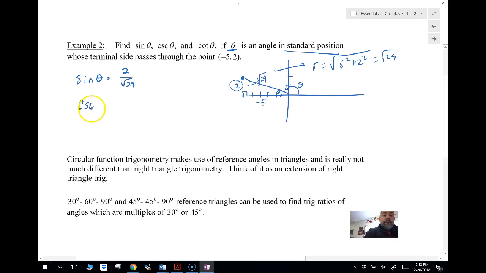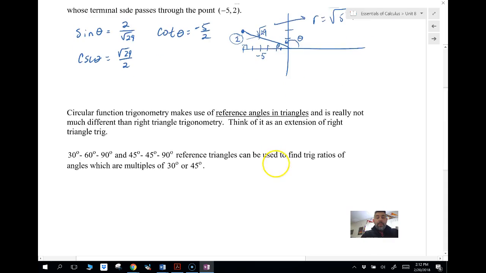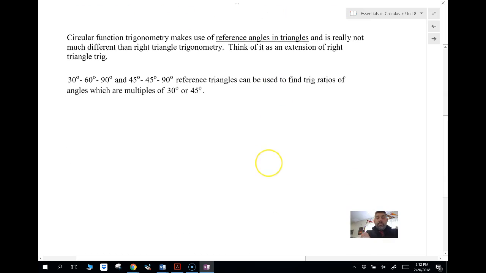So cosecant of theta. Cosecant is the reciprocal of sine. And cotangent is the reciprocal of tangent. Tangent would have been opposite over adjacent, 2/5. So I'm going to get -5/2. Now I do have to put the negative in there because I am in the second quadrant and I do have -5.